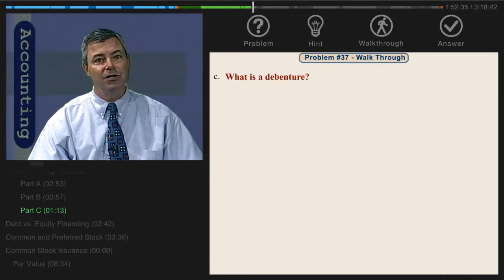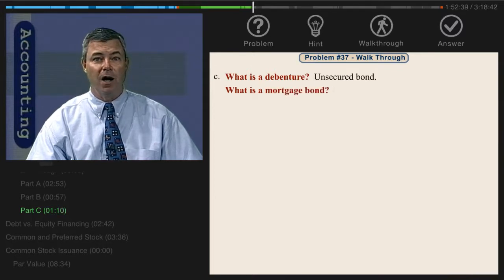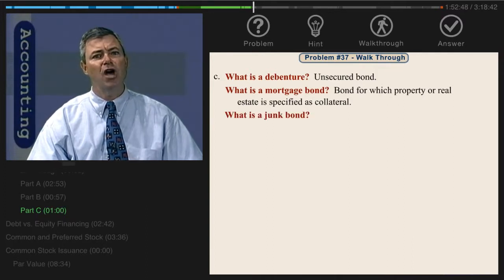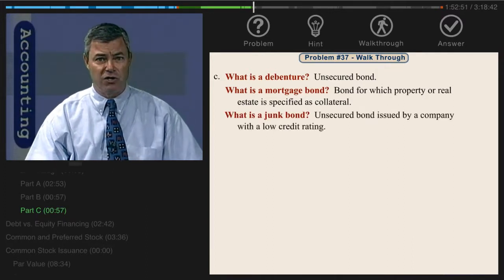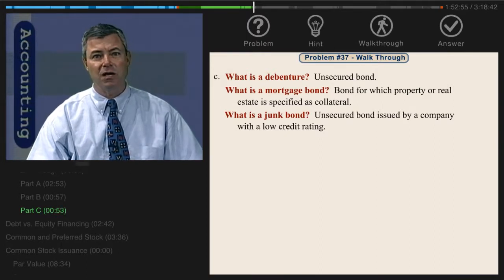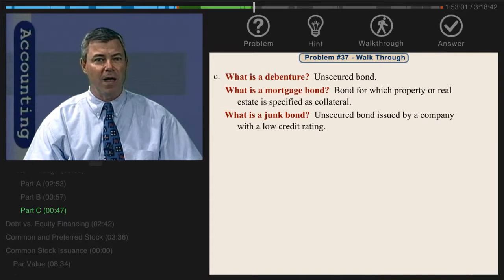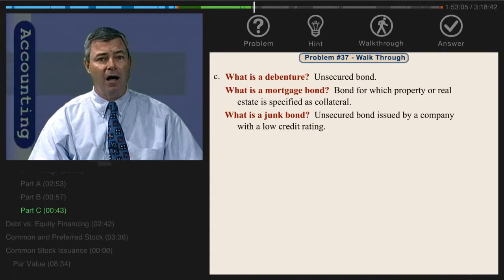A debenture is an unsecured bond. What is a mortgage bond? A mortgage bond is a bond that has real estate set aside as security or provided as a mortgage on the bond. What is a junk bond? A junk bond is an unsecured bond made to a business that really doesn't have a high credit rating, and therefore the possibilities of repayment might be somewhat questionable. They typically bear a higher interest rate.